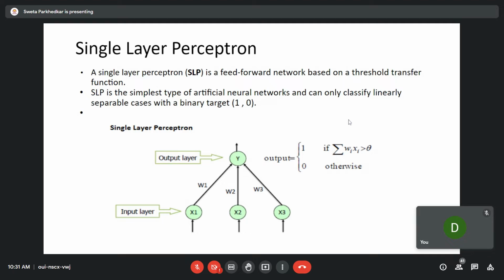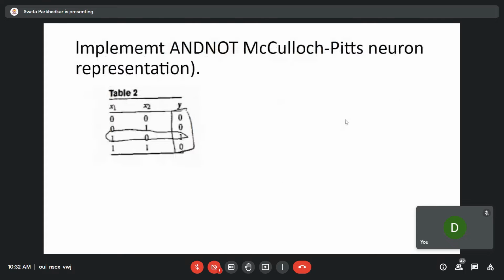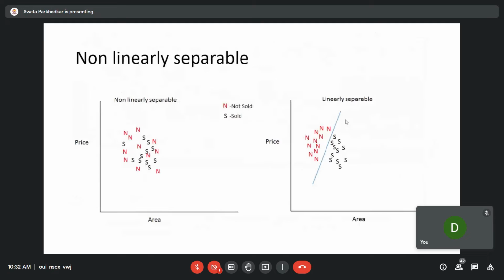Okay, linearly separable, we saw last time, linearly separable and linearly non separable. Linearly separable means if you draw a line, the points are either up of the line or down of the line, so they are linearly separable. And when it is not linearly separable, you will remember this diagram, I will just show you. Yes, this diagram. So SLP is generally used when your problem can classify the linearly separable, that is n is not sold and s is sold.